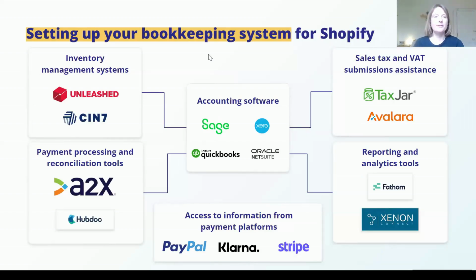So just before we go on to the checklist, obviously you're going to be setting up your bookkeeping system for Shopify if you haven't already. You'll have your accounting software at the center. That could be Sage, it could be Xero, it could be QuickBooks, it could be NetSuite. Your customer may have an inventory management system like Unleashed or Sin7. If they're not at the IMS stage yet, then they can use A2X COGS if they're using A2X as an in-between stage. You'll have your payment processing and reconciliation tools.